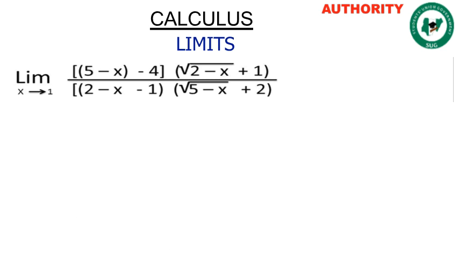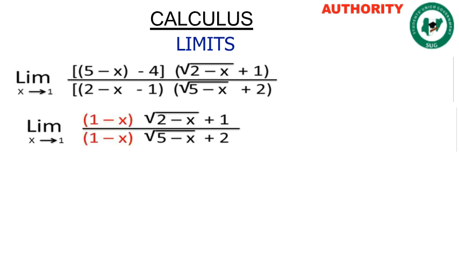Okay? Good. Now let's go. We are going to have lim as x approaches 1. Let's open the bracket in the numerator. We are going to have 5 minus x minus 4. That means 5 minus 4, that means you have 1 minus x, then in bracket, square root of 2 minus x plus 1. Also, let's open the bracket in the denominator. We are going to have 2 minus x minus 1, so 2 minus 1 will give us 1 minus x, in bracket, then we'll have square root of 5 minus x plus 2. Okay? Now, we are having lim as x approaches 1, 1 minus x, in bracket, square root of 2 minus x plus 1, all over 1 minus x, in bracket, square root of 5 minus x plus 2.